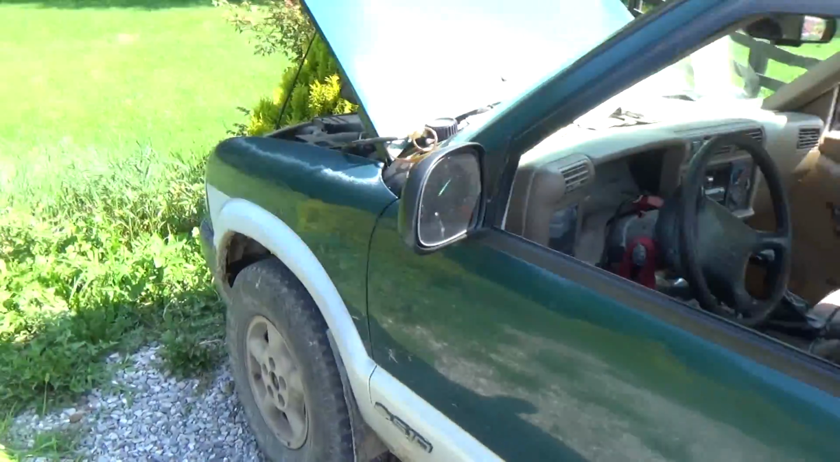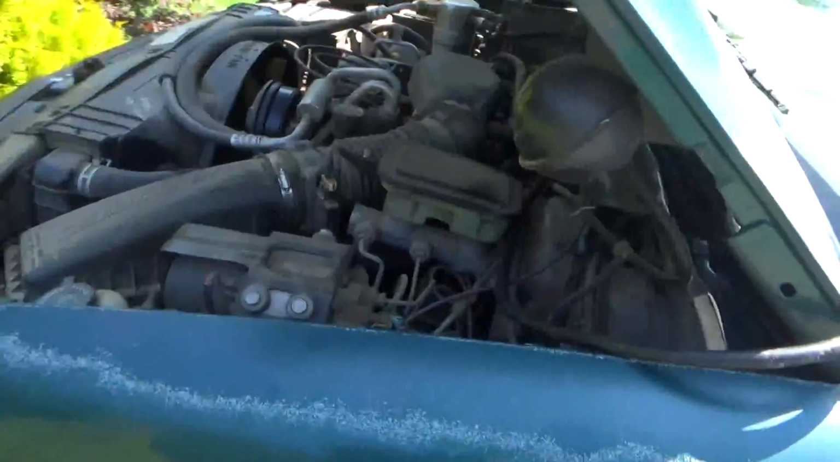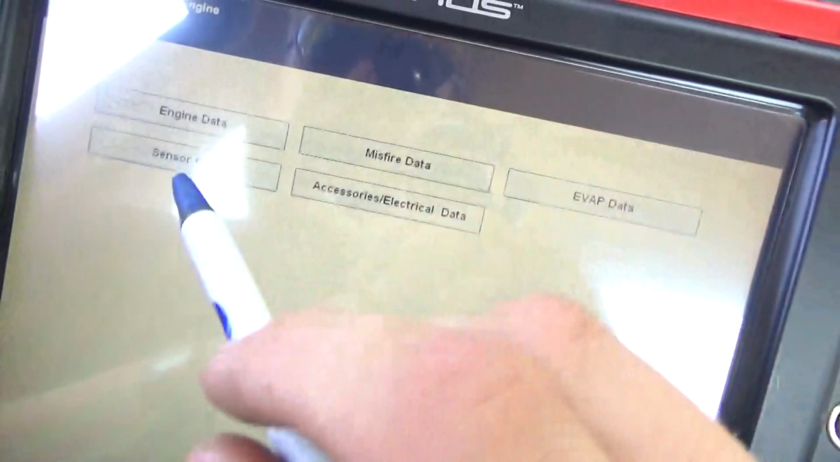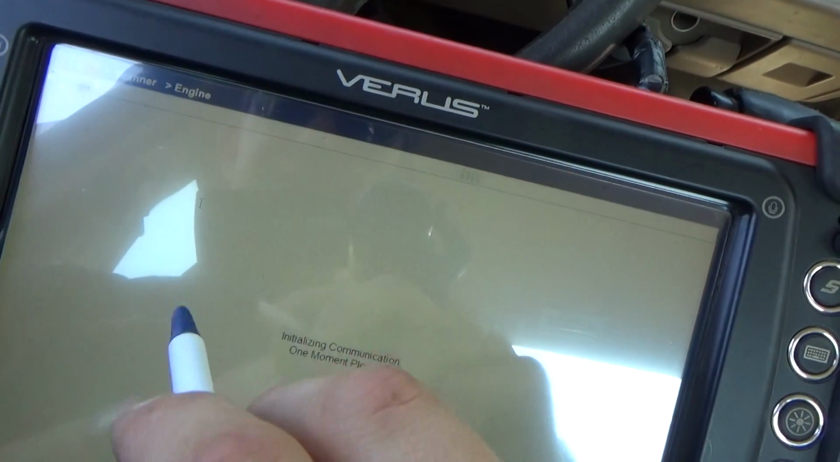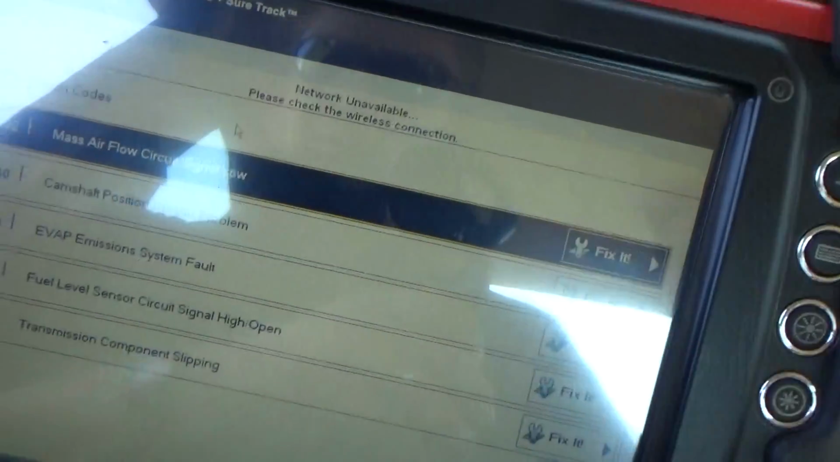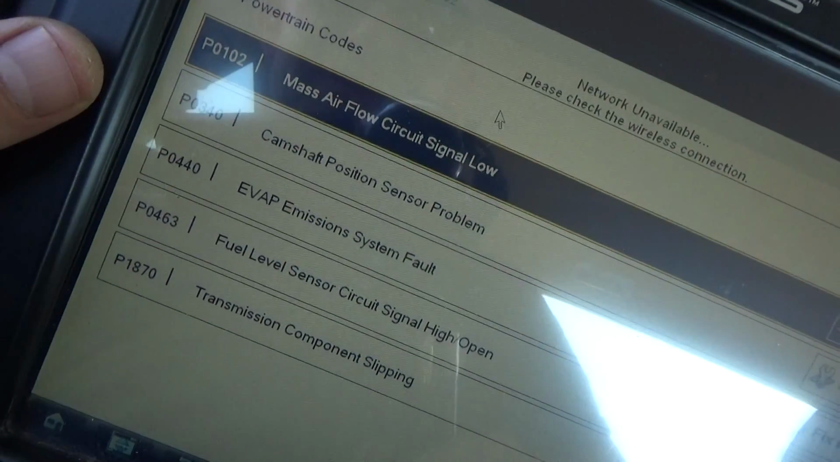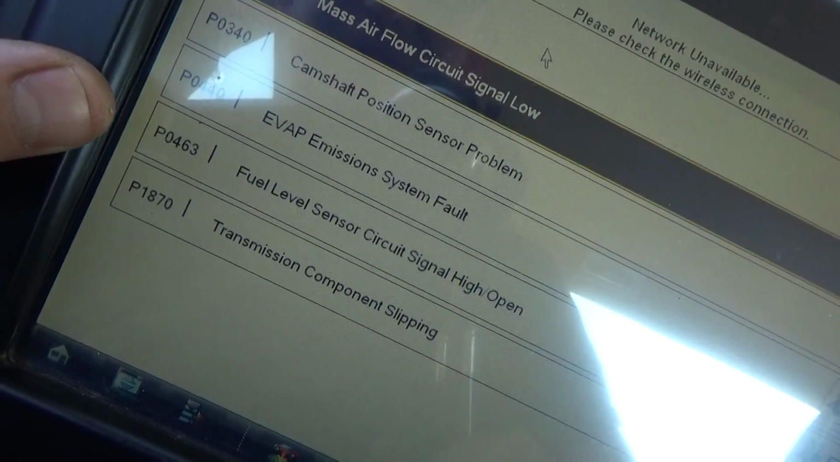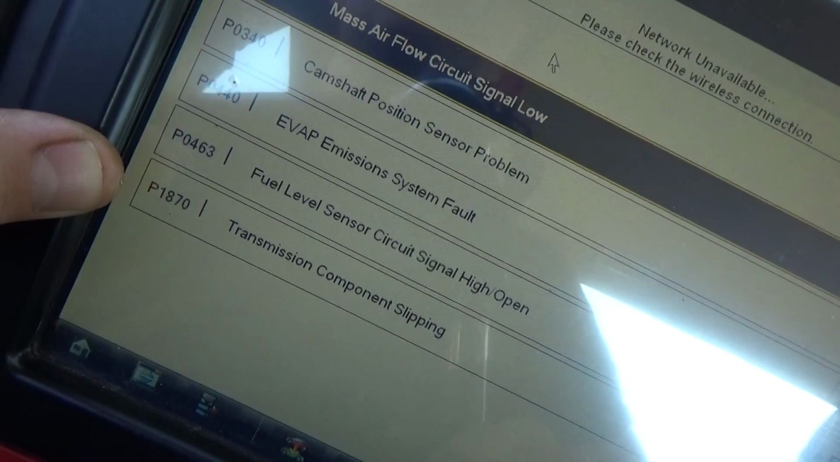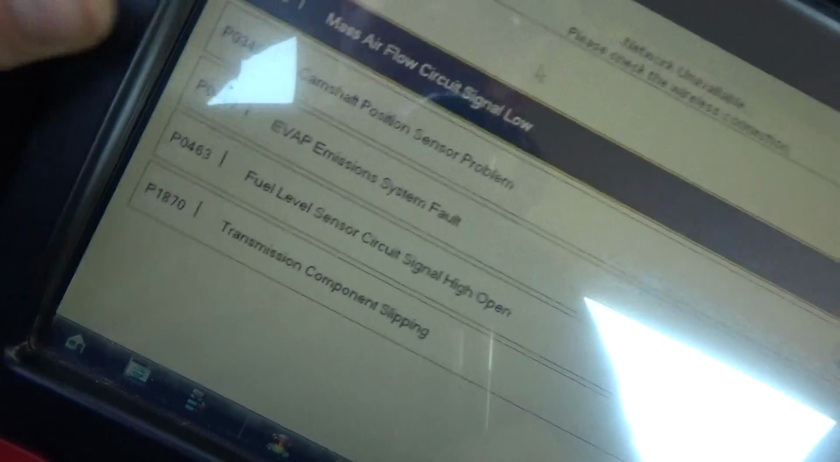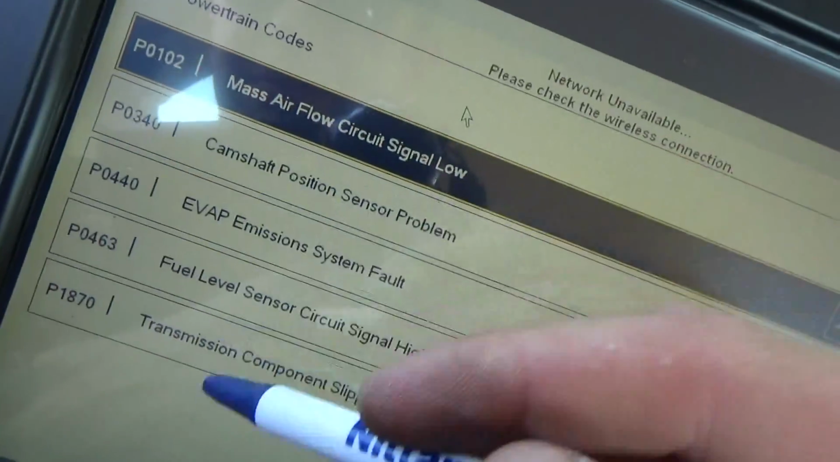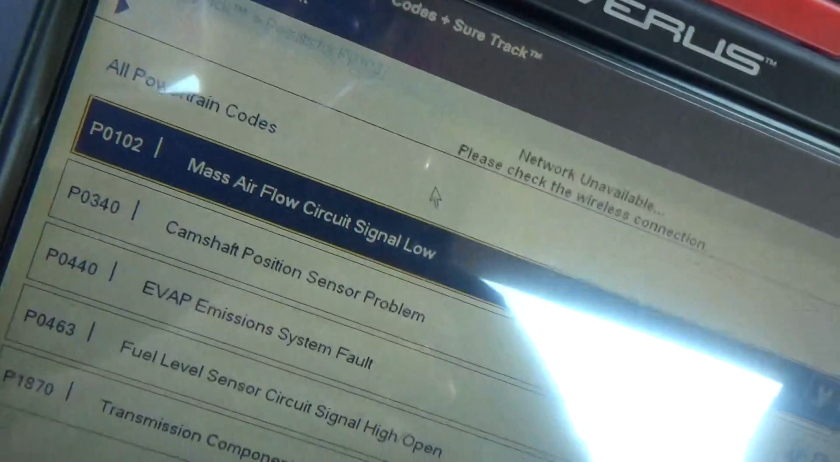On these trucks, I always like to connect the fuel gauge first thing, and also a scanner, just scan for codes. So what we have, let's see, so key on, just codes. Alrighty, mass airflow circuit signal low, camshaft position sensor problem, well, evap, fuel level sensor, transmission component slipping. Interesting. These three I'm not so worried about for the farm truck. These two I am, because they are actually drivability codes.